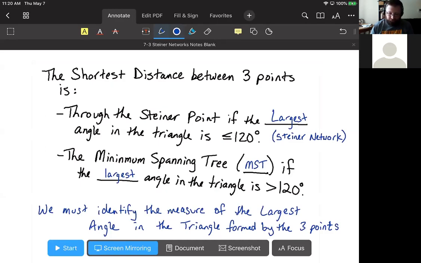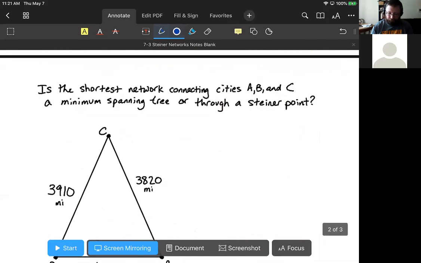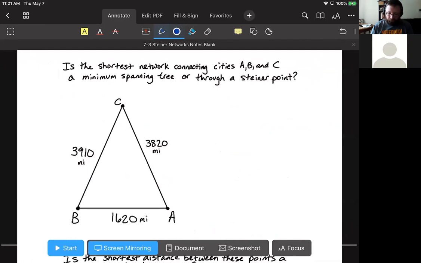Okay, so is the shortest network connecting cities A, B, and C a minimum spanning tree or through a Steiner point? Now notice that this is not an equilateral triangle, so it is different from the first example that we looked at. We've got these three side lengths in our triangle: 3,910 miles, 3,820 miles, and 1,620 miles.